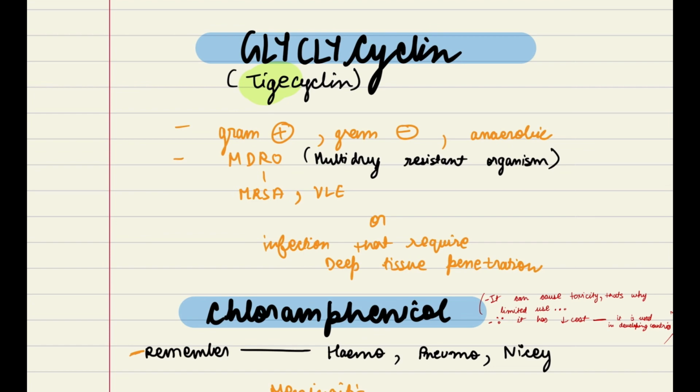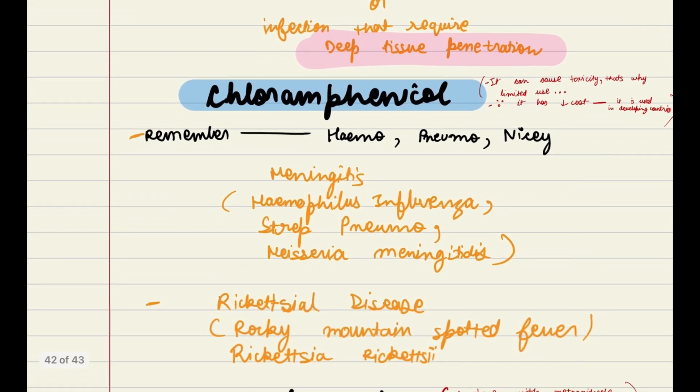What we have to remember about it is its suffix is also the same, cycline, and the drug example is tigecycline. What are its clinical uses? It is given for gram-positive, gram-negative, and anaerobes, and for multi-drug resistant organisms. Examples are MRSA and VRE. Also it is given to those who have infections that require deep tissue penetration. The other drug is chloramphenicol.